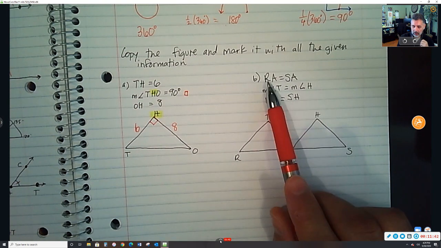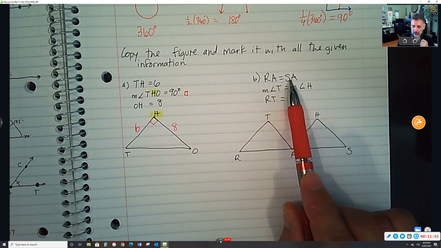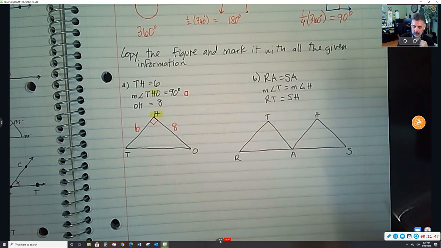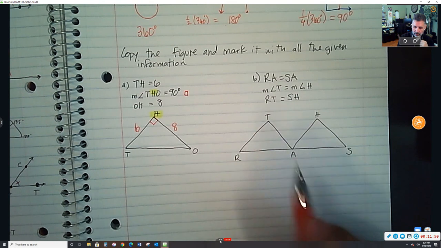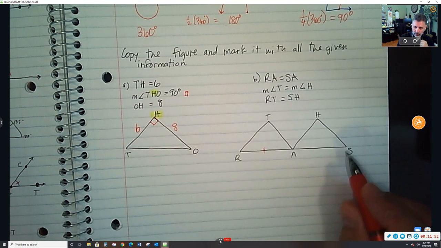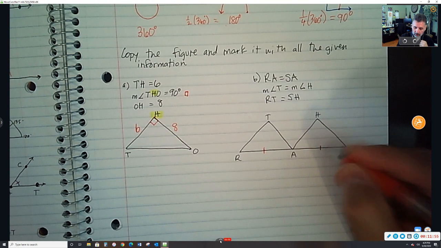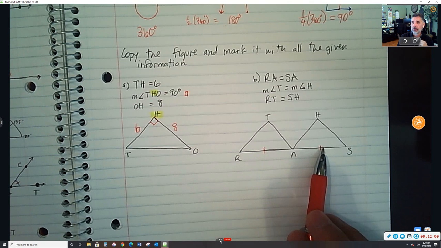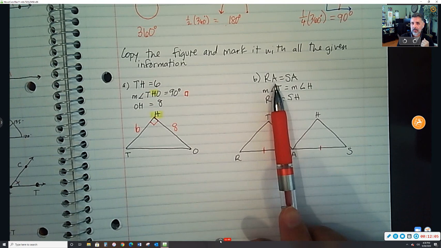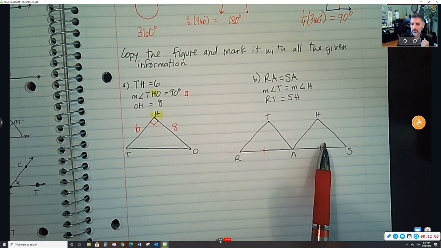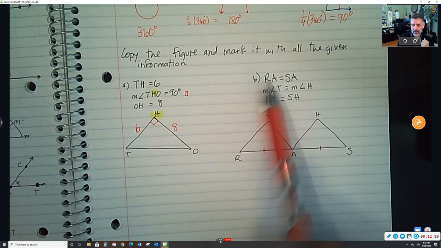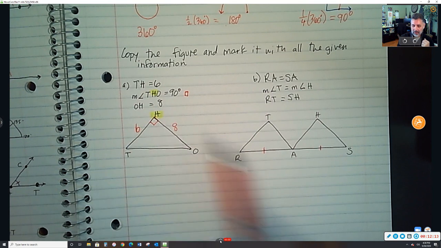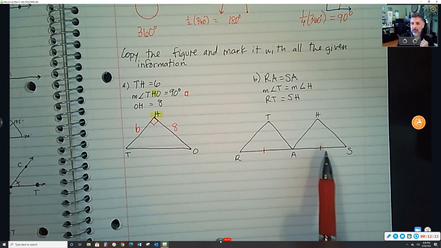This one tells me side RA is equal to side SA. Well, here's RA, so I'm going to put a mark on it, and then SA, and I'm going to put the same mark. That way I know these two have the same marks on them. That means they're equal. I don't care what the measurement is. They're equal. See, they don't tell us like this one that it equals 6 and 8. They just told us they're equal. Well, I can show you they're equal by putting these marks on them. Okay.